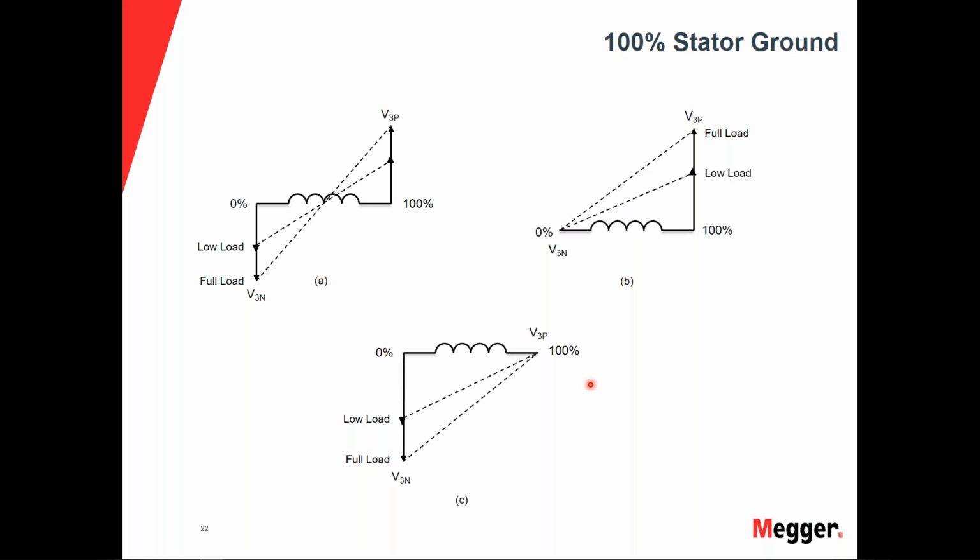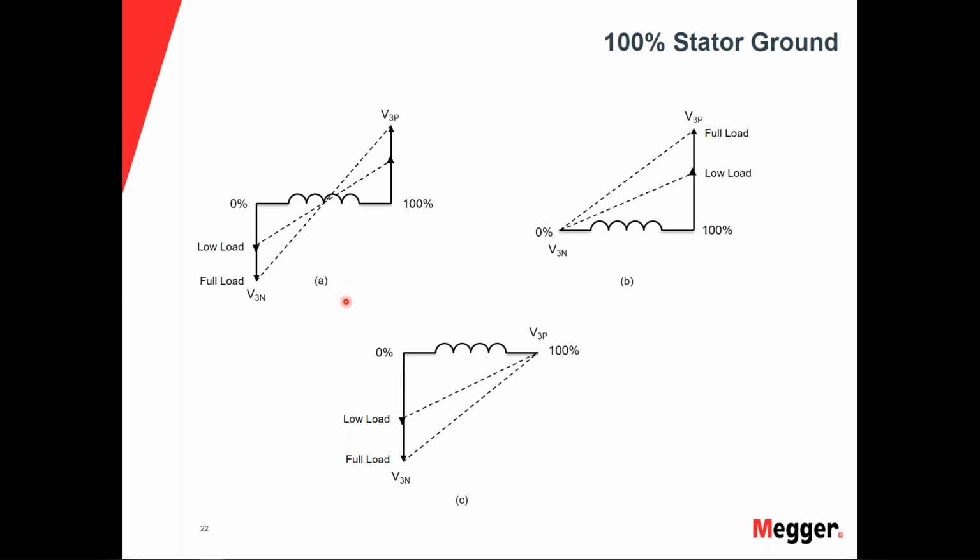So the generator actually produces third harmonics, and it's inherent in its design. What we want to do is use that. By using that, what are we actually looking for when we're trying to apply an undervoltage third harmonic element or relay for this protection?